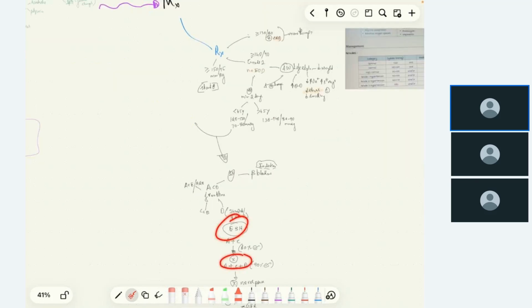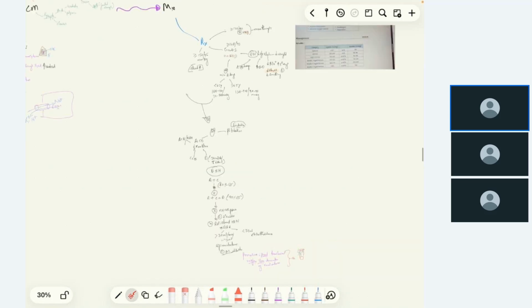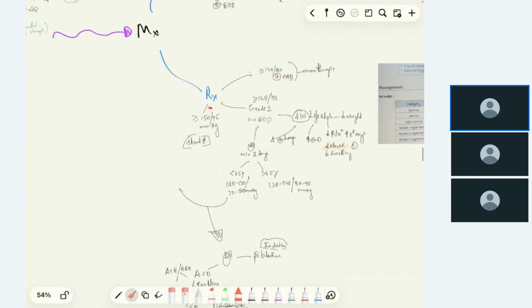And then if there is no response, we call it resistant hypertension. So resistant hypertension can be treated with spironolactone and chlorthalidone. We saw that if the patient has BP more than 150/95 mmHg, we'll start the drug therapy immediately.